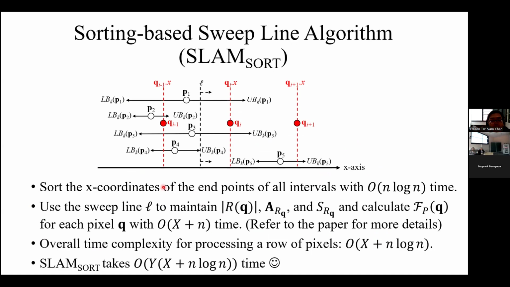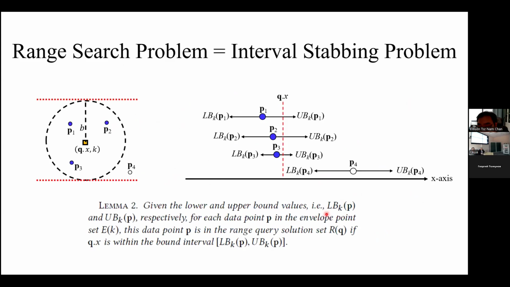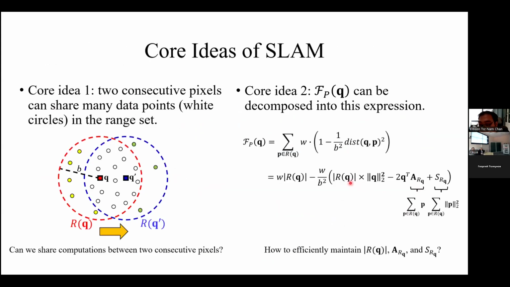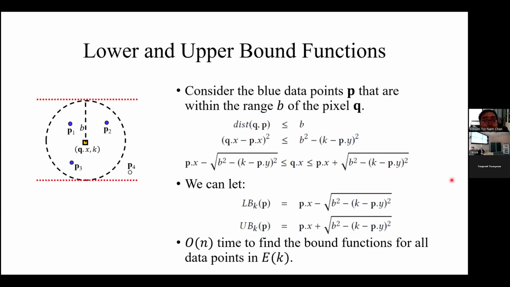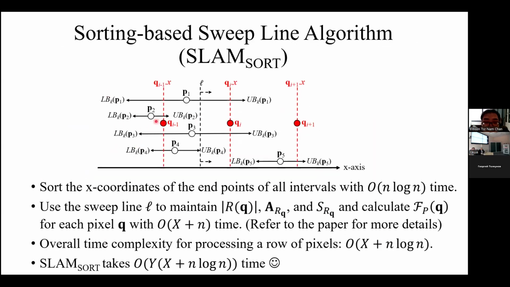to solve this. The core idea is that we try to sort the coordinates of the endpoints of all intervals. Okay, that's it. Maintain an order. It takes O(n log n) time in the worst case, and we use the sweep line L to process these three terms. Why do we need to consider these three terms? Because these three terms are exactly this one, this term, and this term. This is based on the core idea too. So we process these three terms, and then we use them to calculate the density.